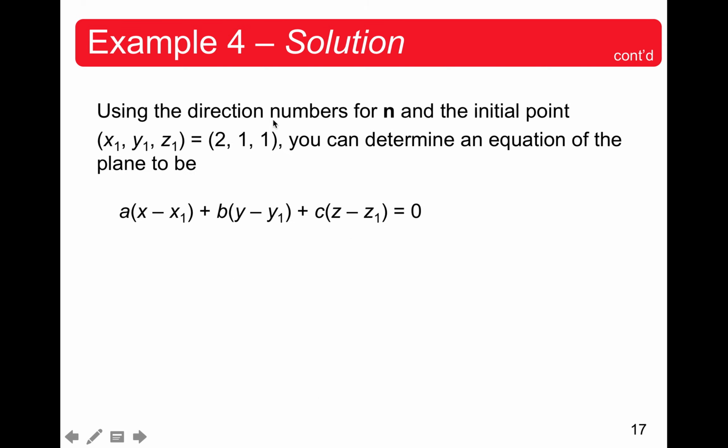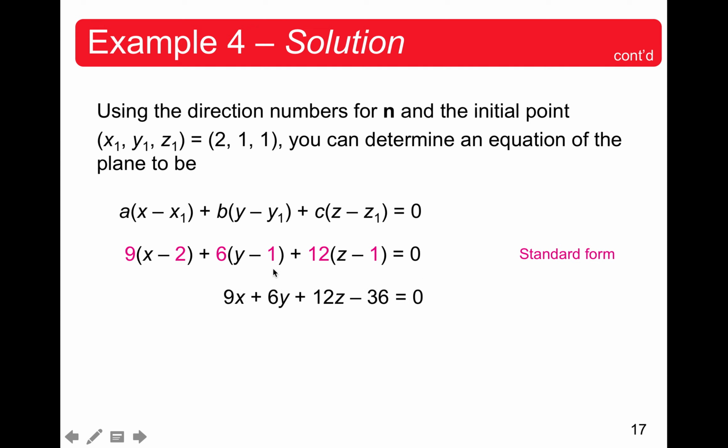Okay, so now we have direction numbers for n, and then we have the initial point, which we chose was 2, 1, 1. So there's our 9, 6, 12, our A, B, and C, and then we're plugging in 2, 1, 1 for our x1, y1, and z1. If we simplify this all out, we get 9x plus 6y plus 12z minus 36 equals 0. And since all the coefficients are divisible by 3, we can simplify it into 3x plus 2y plus 4z minus 12 equals 0.